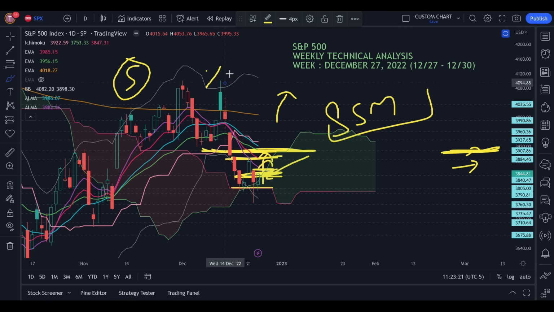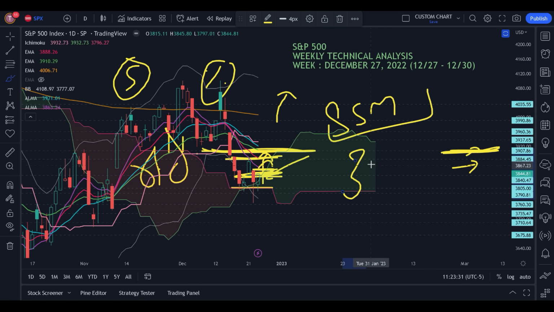If percentage-wise it comes to 2%, 2.5%, 3%, this means that as of now we need to wait until it hits the 61.8% Fibonacci level. That will be at approximately 3972 or 3971. So we will wait for that, and then we have 3990.